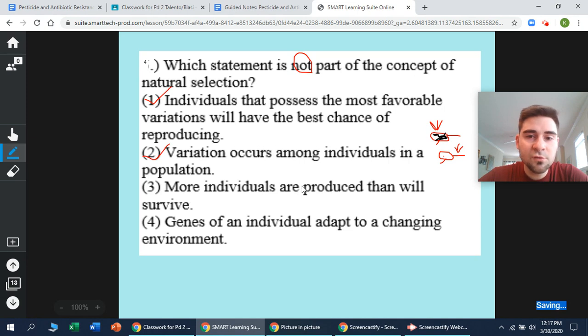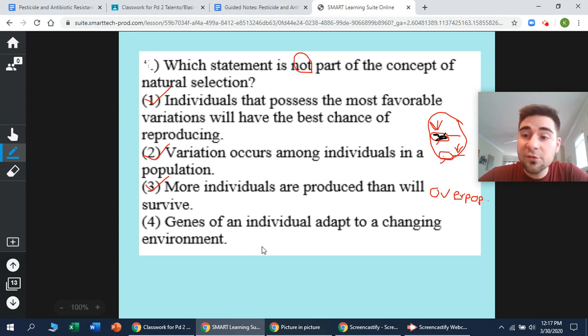More individuals are produced than will survive. So what should come to mind is overpopulation. We learned that from yesterday's lesson, right? Overpopulation means exactly what this says. A lot of these mice are going to be produced, but only some of them are going to survive, right? That's a whole huge part of natural selection. The ones that survive are naturally selected. They're the ones that increase over time.